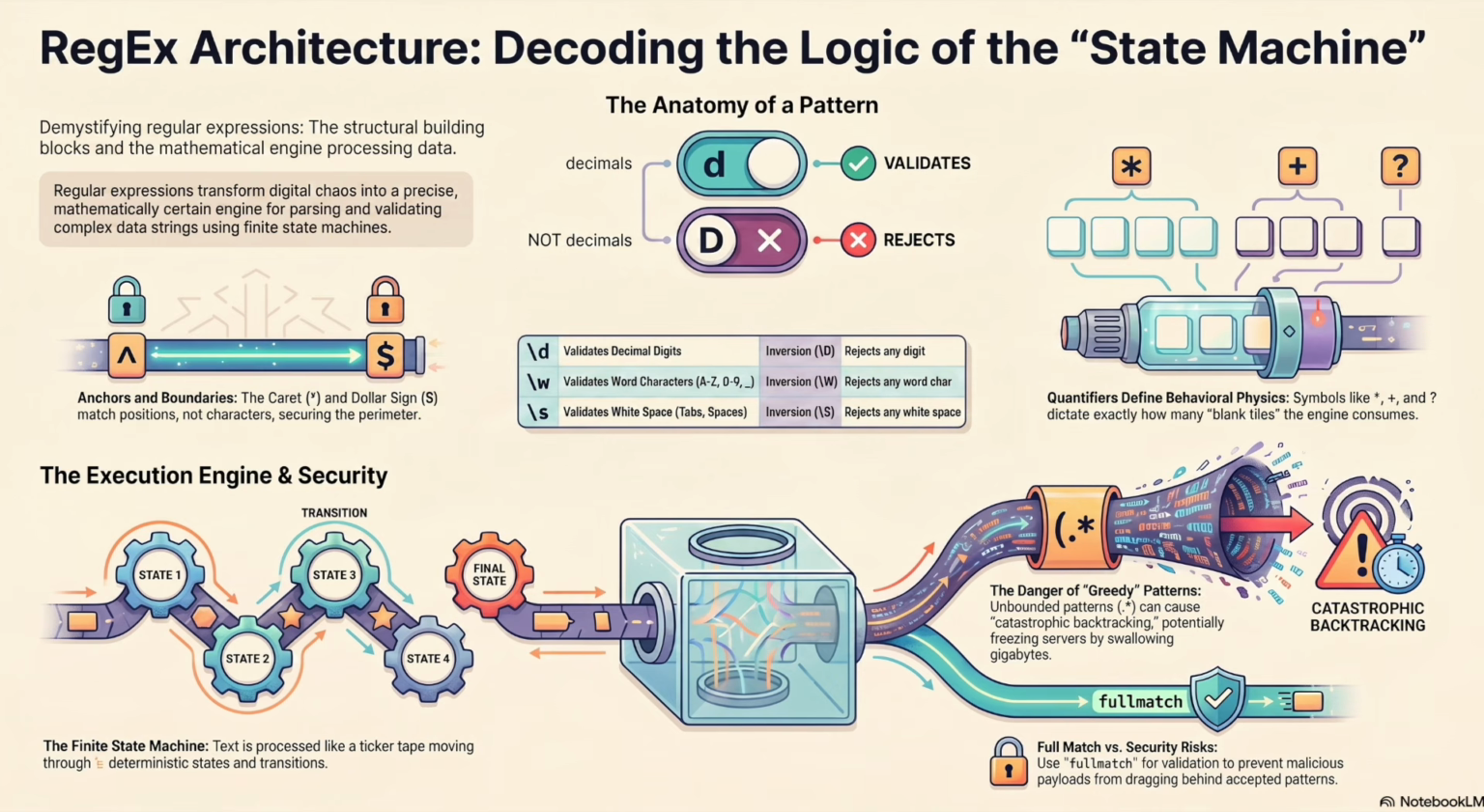Re.search is basically your scout. It scans the entire ticker tape, looking for the first sequence of states that satisfies your pattern. Just anywhere in the string. Exactly, anywhere. But then what is the actual difference between using re.match versus re.fullmatch? Why do we need both if they both check for patterns at the start?